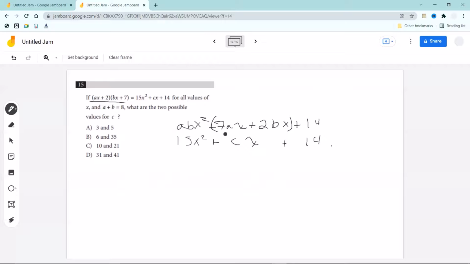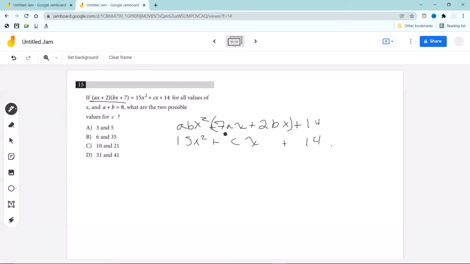So we know that this 7ax plus 2bx has to be equal to cx, right? This is going to evaluate to some constant, right? Just based on the fact that this has an x in front, this has an x in front, this is cx. So if these two were added together, they're going to be equal to cx, right? Because they have the same degree and the same variable, right? And we also know that since this is 15 and this is abx squared, well, we know that a times b has to be 15, right, to make this true, because if a times b isn't 15, then this number isn't 15.